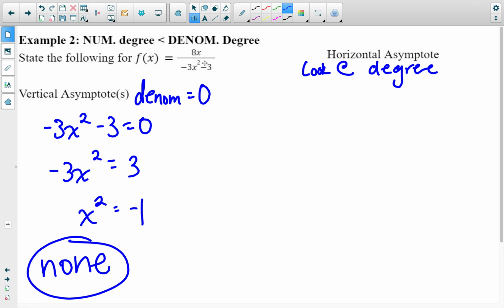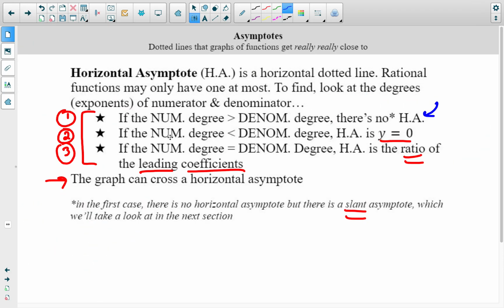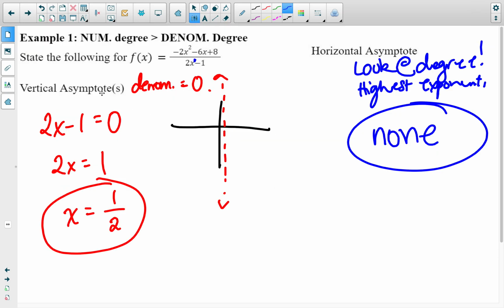Looking at our horizontal asymptote, our numerator's degree is 1. That is less than the denominator's degree of 2. So looking at your exponent rules, this is case number 2, where the numerator's degree is less than the denominator's degree, meaning the horizontal asymptote is y equals 0.